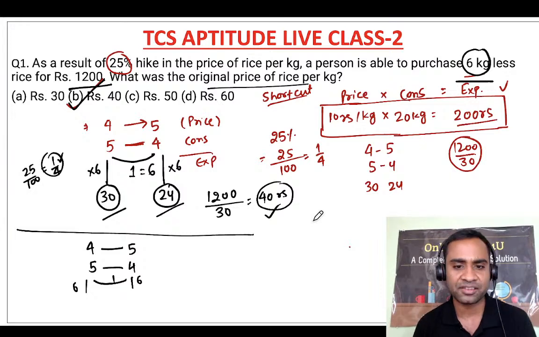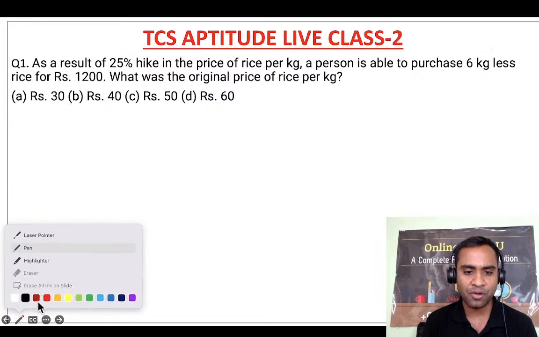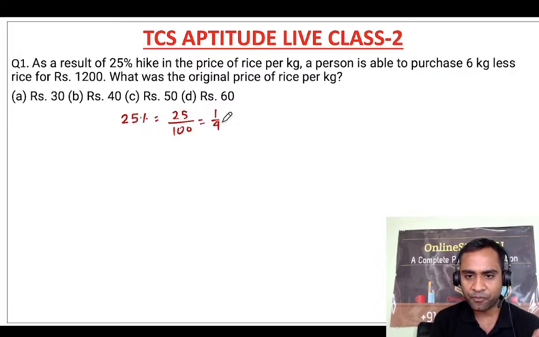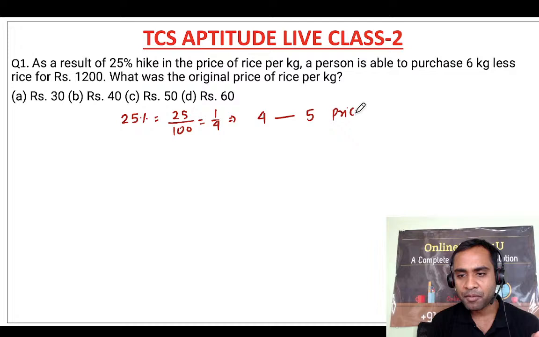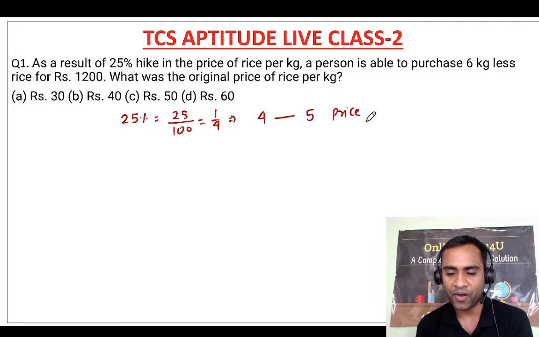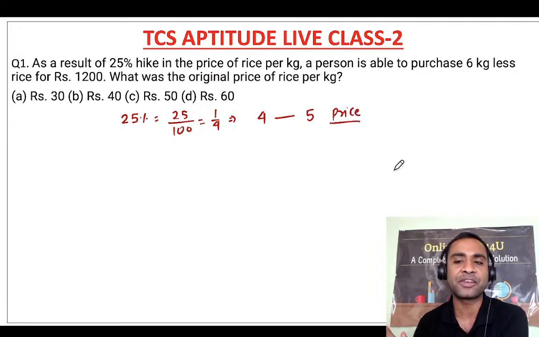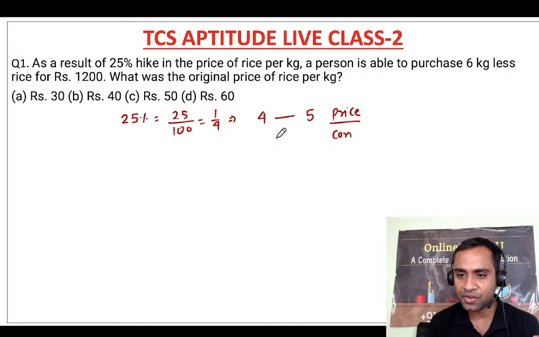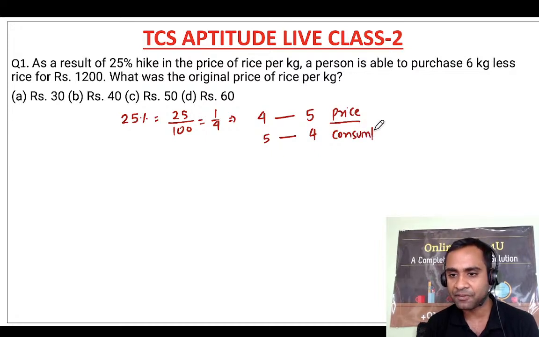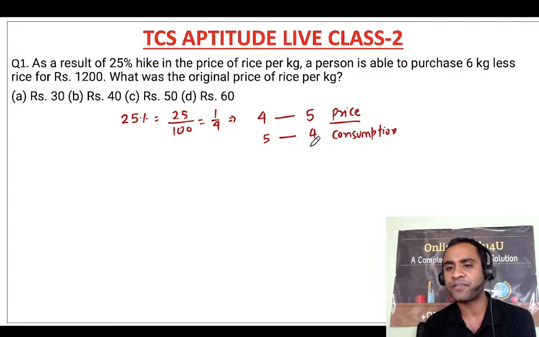Now let me know if it is clear or not. One more time I will tell you, please try to understand. See, 25% hike, so 25 divided by 100, that means 1 by 4. So the price has been increased from 4 to 5, right? We know price into consumption is the expenditure. So your price has been increased from 4 to 5, and your consumption will be 5 to 4. Then only the expenditure remains the same. So you write 4 to 5, then 5 to 4.